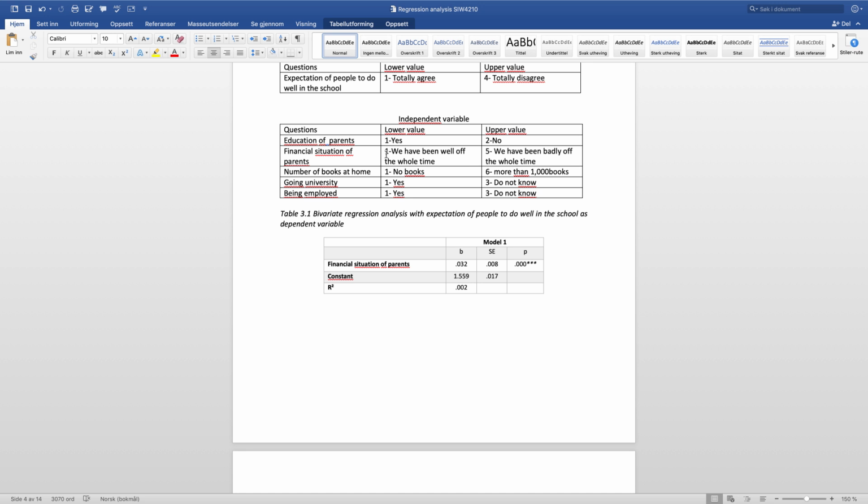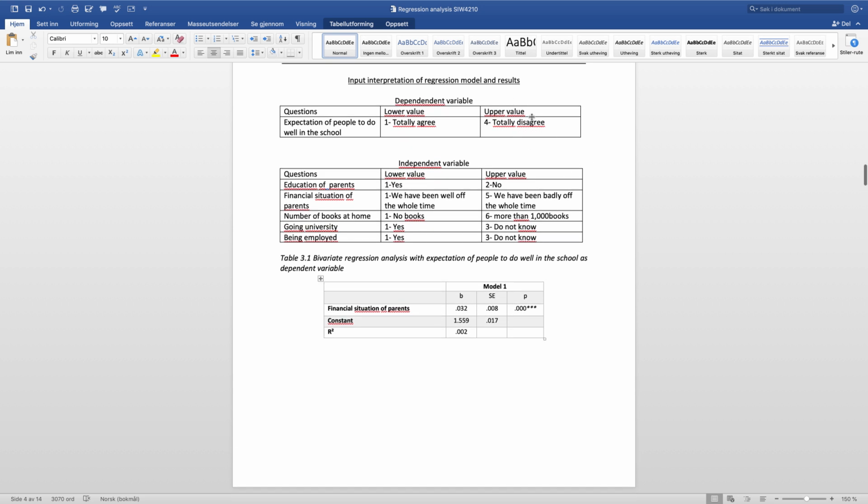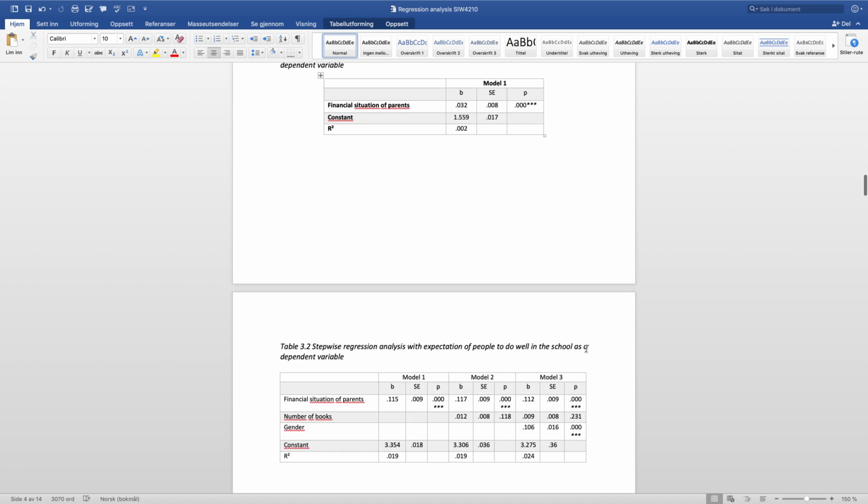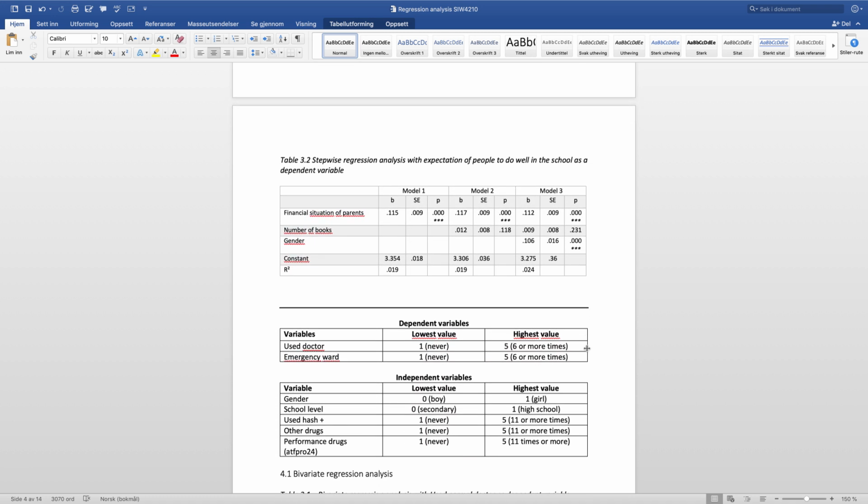One is the low value, right? That means that they have been well off all the time, and five is the high value. SPSS uses these values when it reports the results. So I have to interpret these values as high and low when I interpret this coefficient, but I have to look at what one means and what five means. So those who have a bad financial situation tend more to disagree that people have expectations of them in school. People who come from homes that are worse off tend to think that people expect less of them. And this goes also in model one.